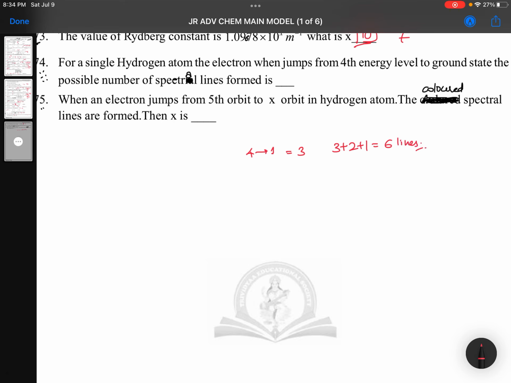When an electron jumps from the fifth orbit to X, the colored spectral lines are, then X: colored spectral lines means it is coming to the Balmer. Balmer means it is coming to the second level. So here total number of lines will be 6. Here it will be second.